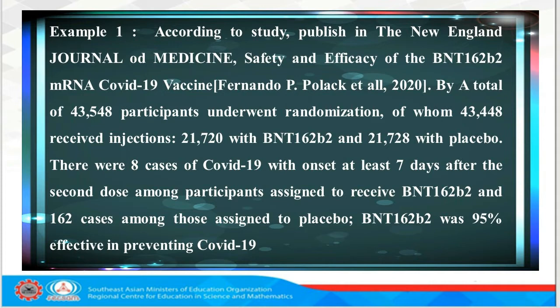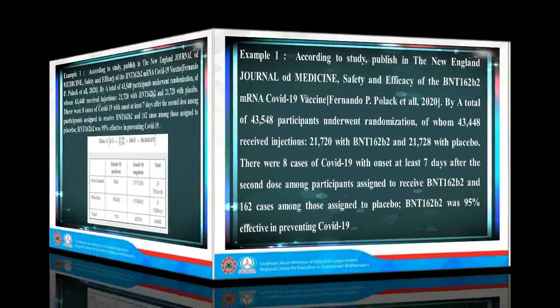21,720 with BNT162b2 and 21,728 with placebo. There were 8 cases of COVID-19 with onset at least 7 days after the second dose among participants assigned to receive BNT162b2 and 162 cases among those assigned to placebo. BNT162b2 was 95% effective in preventing COVID-19.